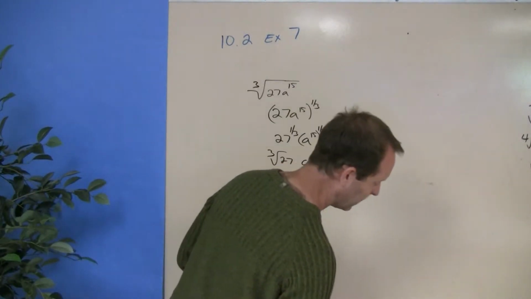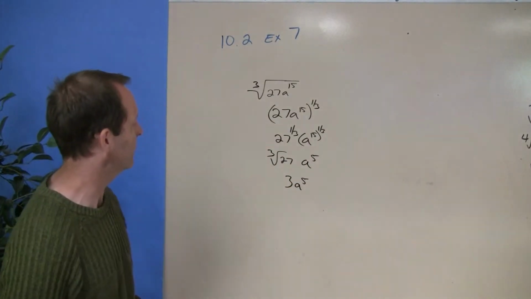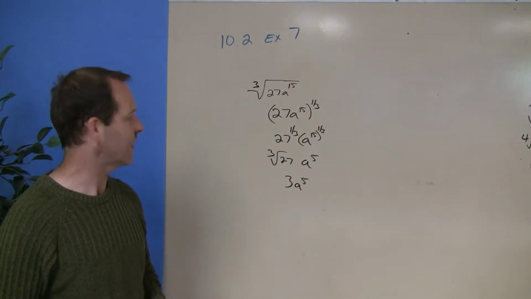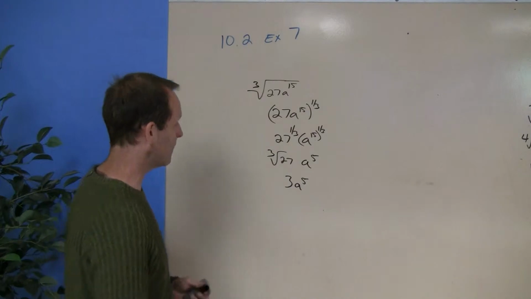If I want, I can bounce it back to radical world, but there's no exponents and there's no need to do that, so I'm going to leave it right there. Let's look at the next one.